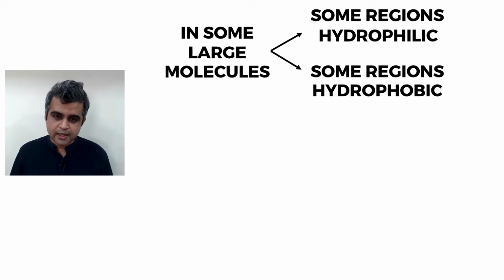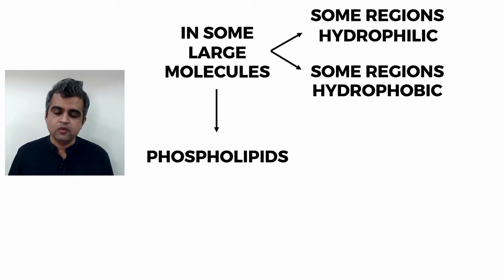To give you an example of a large molecule like this, we have something called phospholipids. As the name suggests, these are lipids which will have some phosphate moiety or some phosphate component to it. So they are called phospholipids. But a few of their components are going to be non-polar, fatty, do not dissolve in water, hydrophobic, and a few of their subunits are going to be polar, which will easily dissolve in water.